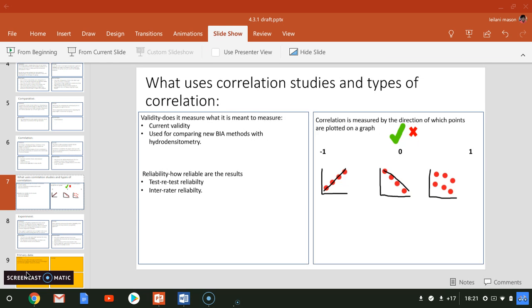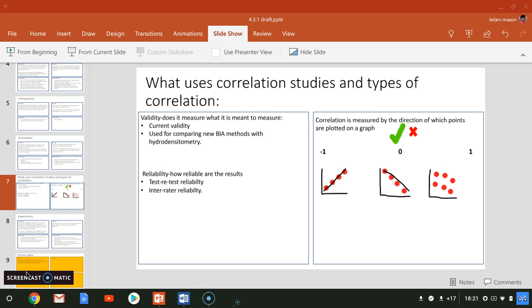You also have reliability correlation, which is how reliable your results are. So you have test-retest reliability, which is: are the measurements consistent? This uses multiple tests, such as using the BIA equipment 5 times to be able to compare the results and get the correlation on a graph. And you have inter-rater reliability, which is observing the content, which involves different researchers.